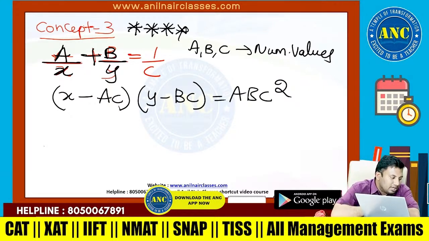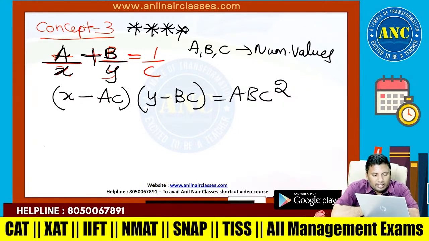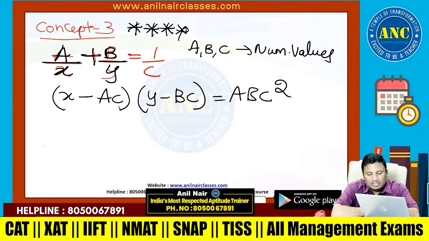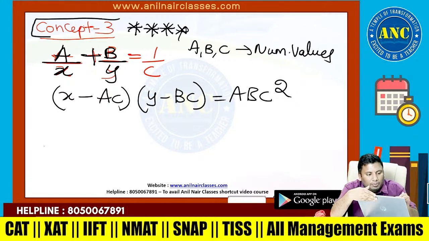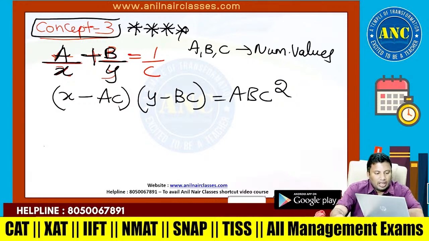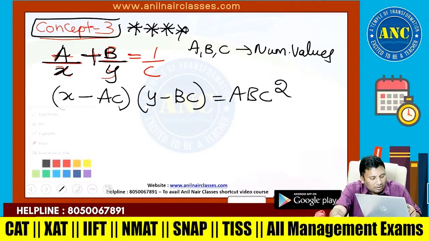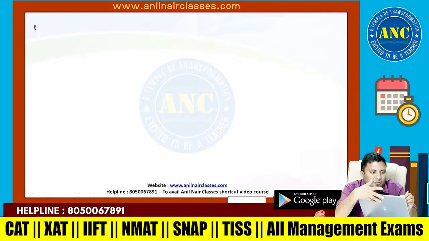A by X plus B by Y equivalent to 1 by C. If A, B, C are numerical values, this can be written as X minus AC into Y minus BC equivalent to A into B into C square. Now we will do all those 8 problems. I will explain every concept through problems. Concept 1, concept 2, concept 3.